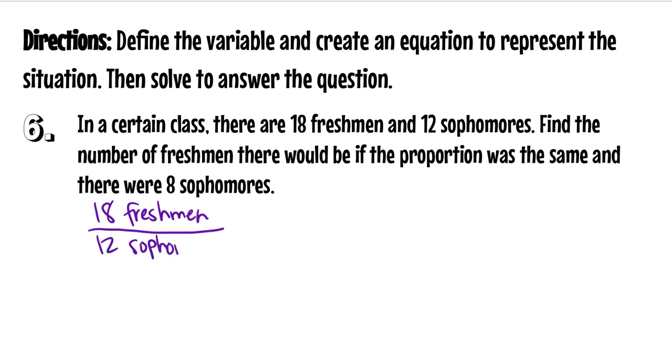That's totally reasonable. All right, now that we have our proportion, it says we want to find the number of freshmen there would be if the proportion was the same, and there were 8 sophomores. We see that in our first fraction, sophomores is on the bottom. So in our second fraction, sophomores needs to be on the bottom, and I'm going to abbreviate in that one. What we don't know is the number of freshmen. That's what we need to find.